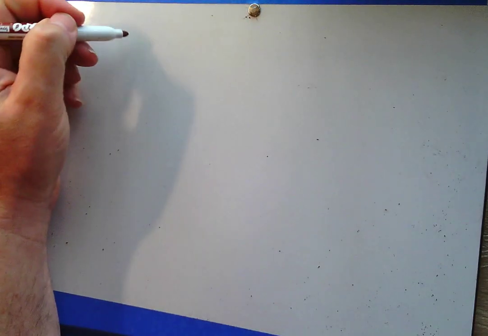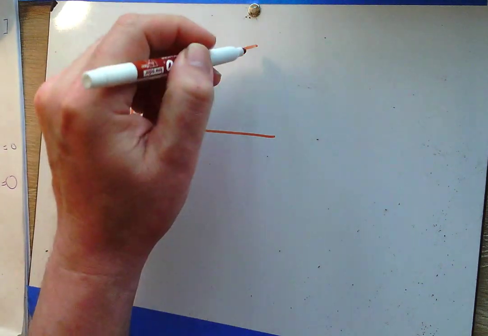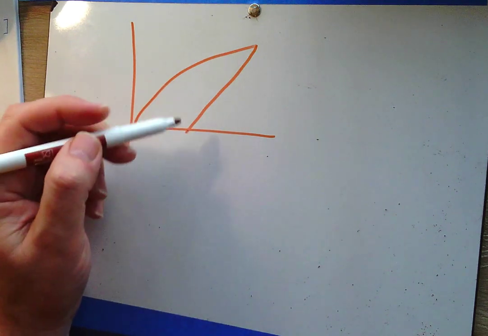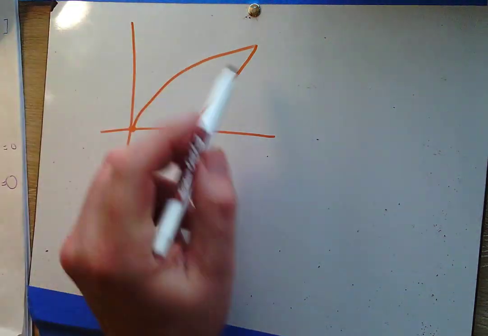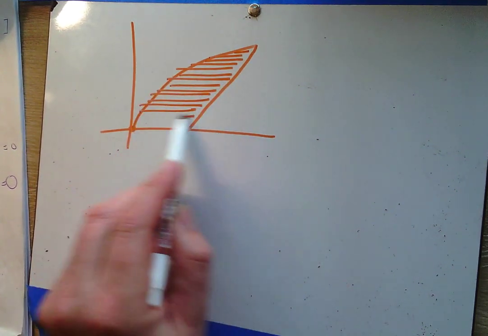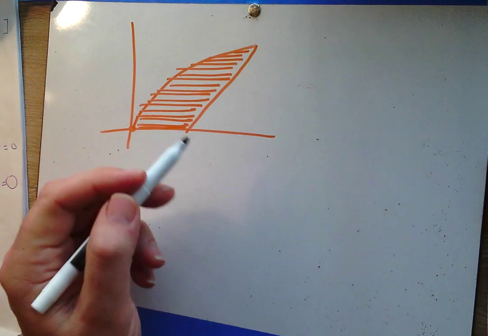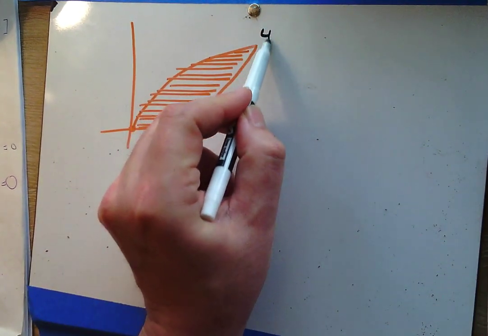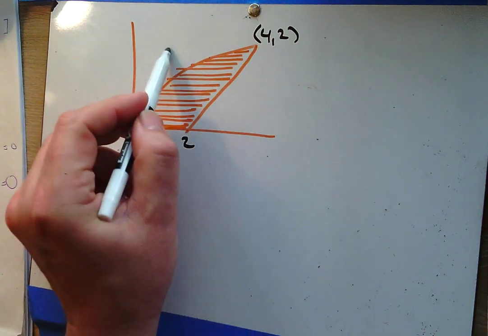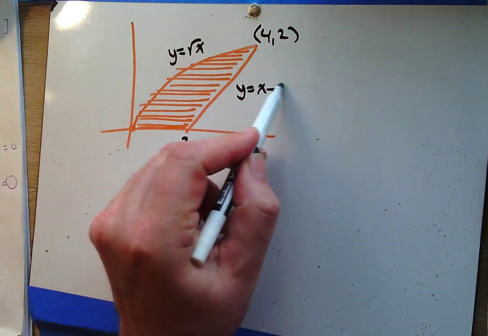This last way, I think, is certainly worth doing, or at least worth considering, because it only involves one integral. This is the area that I'm looking for. And here we have 2. Here we have 4, 2. This is y equals square root of x. And this is y equals x minus 2.